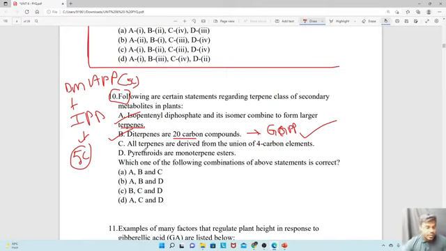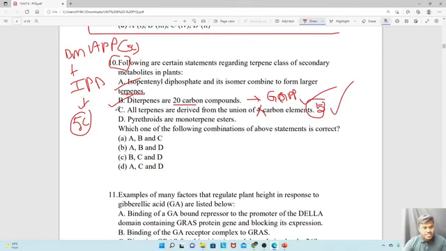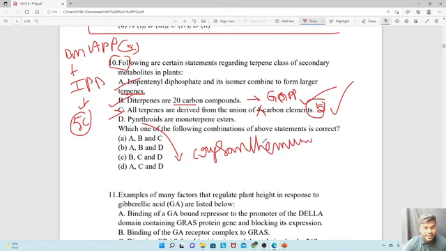Option C says that all terpenes are derived from the union of 4 carbon. Wrong, friends. It is derived from how many carbon? 5 carbon element. So friends, option C is a wrong statement. And we discussed very clearly pyrethroids, which act against insects, which is present in which plant? In the chrysanthemum. I have given the example of chrysanthemum and I have explained. So pyrethroids are monoterpene. So friends, D is right. Hence option A is correct, B is correct, D is also correct. Hence the correct answer will be option B. That's good, amazing.